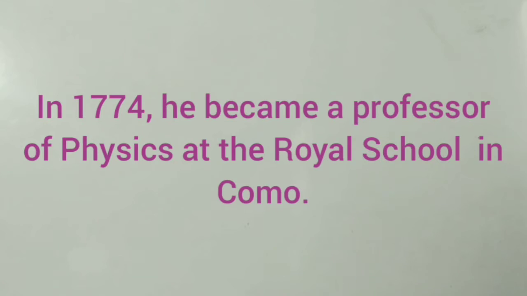You will collect this information from this line. In 1774, he became a professor of physics at the Royal School in Como. After reading this, you have to collect so many pieces of information. If I ask you in which organization he became a professor? Yes, you are right. That is Royal School. Where? Right, Como. And in which year did he become a professor of physics? Yes, in 1774. And in which subject? Yes, it's physics. You are right.